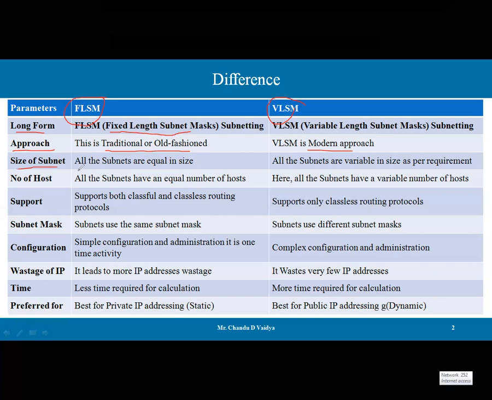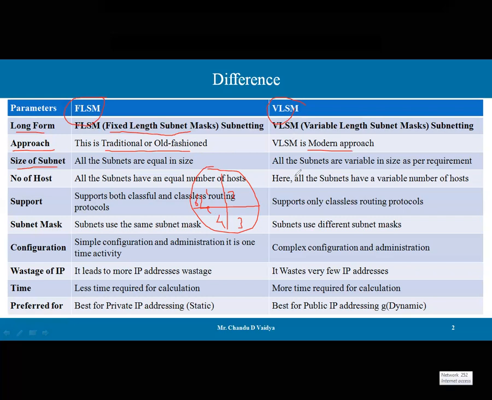And the size of subnet: here all the subnets are equal in size. Let's say if I have a network, and I go with the fixed subnet mask, and I have divided this into four subnets, 1, 2, 3, and 4. Each will have, let's say, 64, 64, 64, 64 hosts that can be connected.